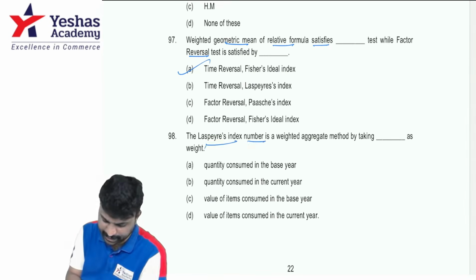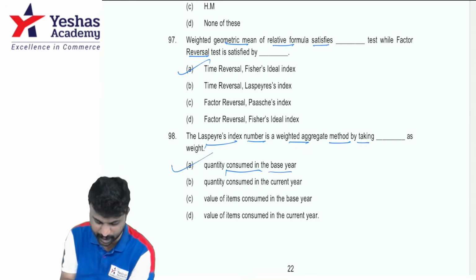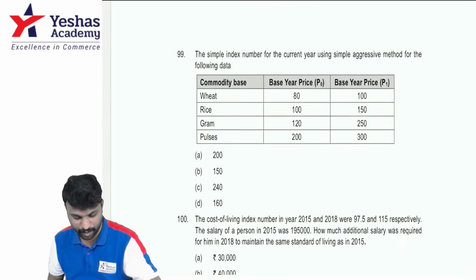The Laspeyres index number is a weighted aggregate method by taking what as the weight? It is the base year quantity. Quantity consumed in the base year. Option A is the right answer. Moving on to the next question.